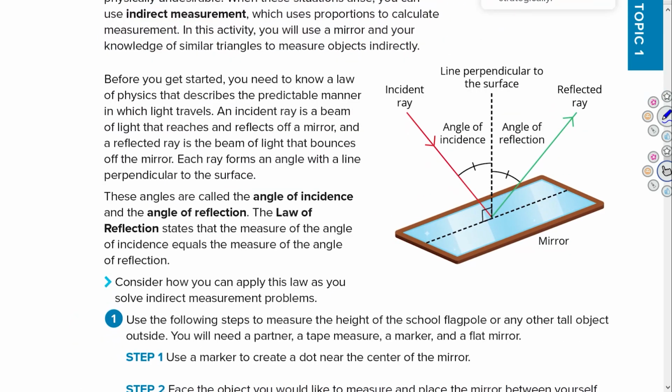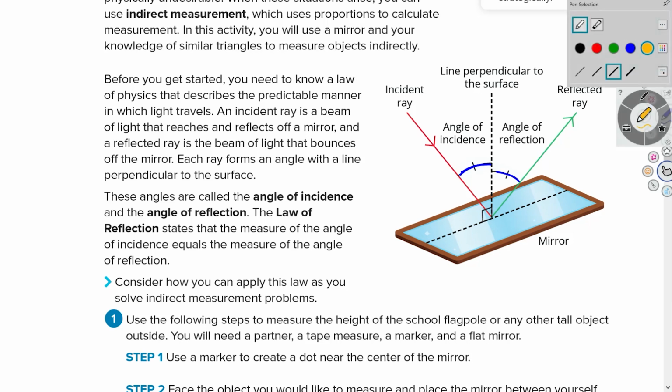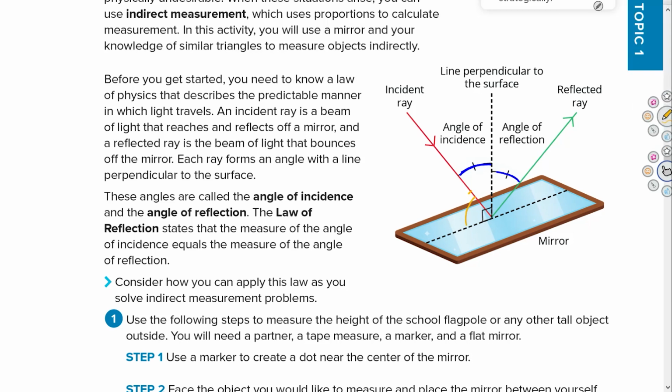If you have a mirror, light will bounce off that mirror, which is probably something you already know. One thing you should know is the angle of incidence, this angle that it comes in at, perpendicular to the surface of the mirror. It's going to bounce off at the exact same angle. For our purposes, we can think about this angle and this angle being the exact same.